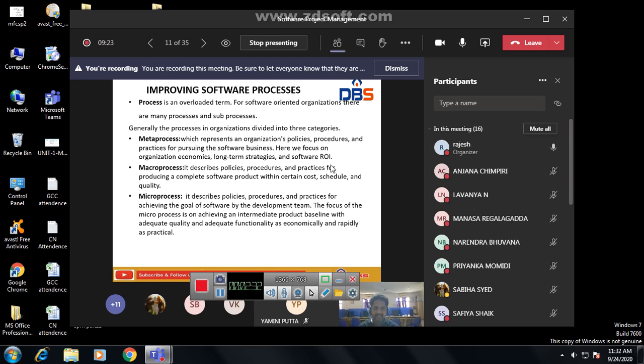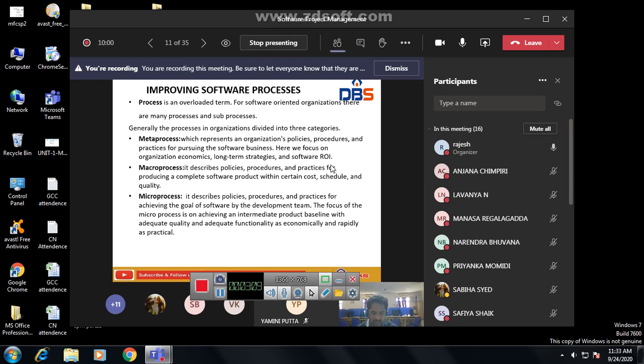It describes policies, procedures and practices for achieving the goal of the software by the development team. That is, we can achieve the goal for the software by the development team. The focus of the micro process is on achieving an intermediate product baseline with adequate quality and adequate functionality, as economically and rapidly as practical. So there are three types of process in an organization: the meta process, macro process and micro process.